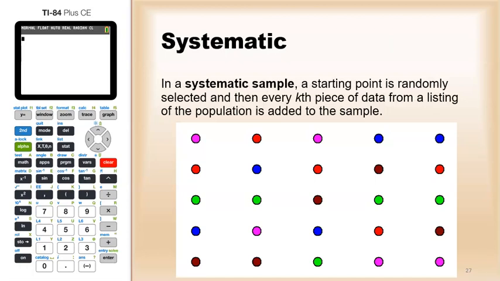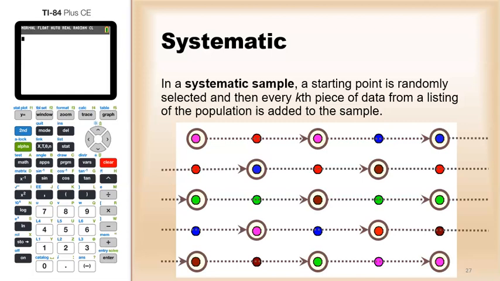Alright, finally, systematic. In a systematic sample, a starting point is randomly selected, and then every kth piece of data from a listing in the population is added to the sample. So in systematic, only the first person is randomly chosen. After that, you do every second, every third, every fourth, every fifth, whatever you need. So the only randomness is in the first sample. After that, it's no longer random.